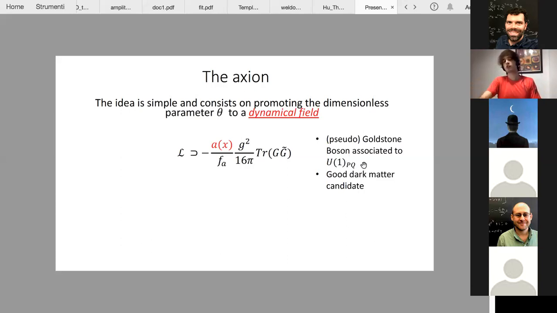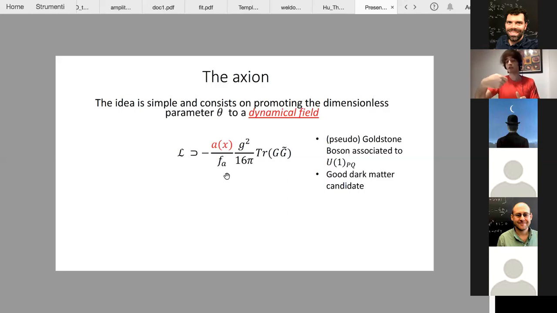And what it turns out is that essentially you end up with a coupling in the Lagrangian that is done in this way because of the color anomaly, where Fa is the decay constant of this field that is called the axion. So this is the famous axion, right? And Fa essentially is the decay constant. It also is the scale of the breaking, if you want, and regulates the strength of the interaction of this new particle.